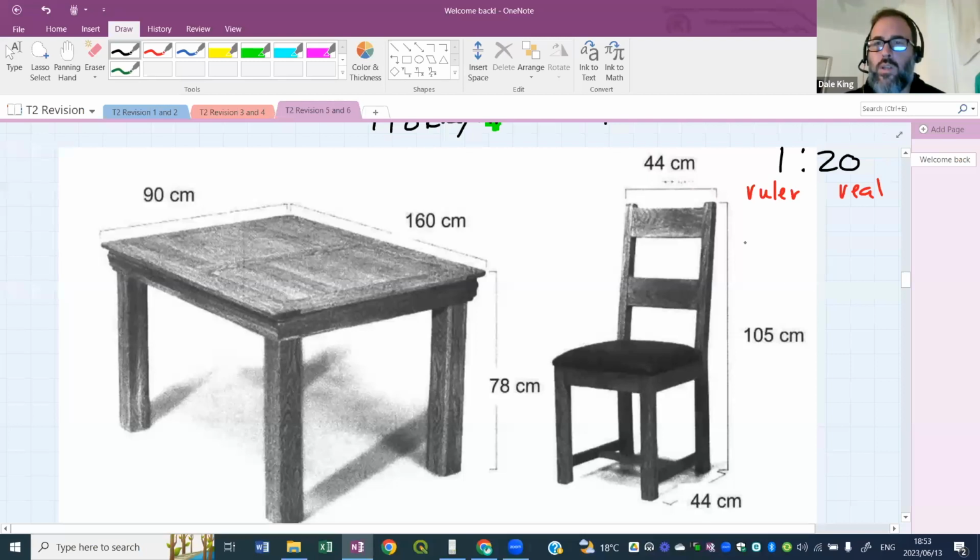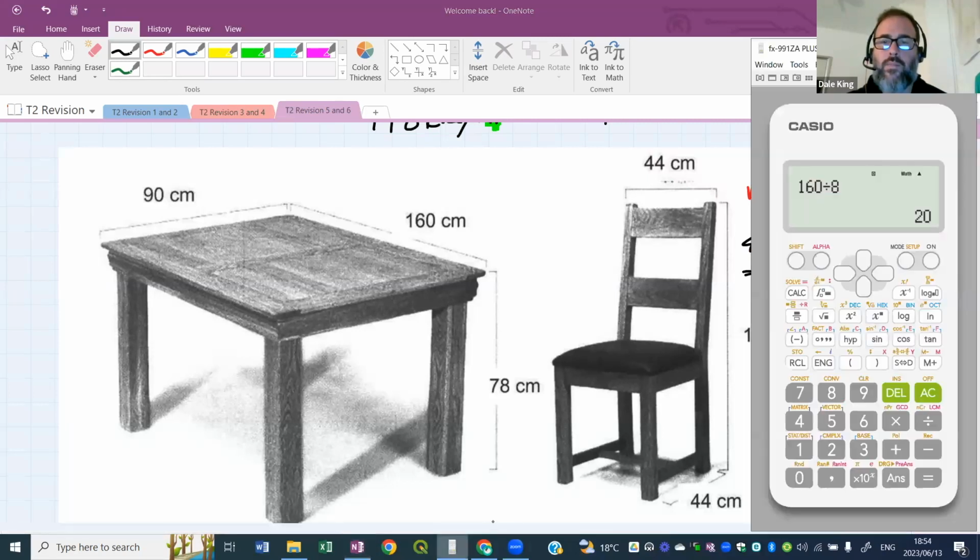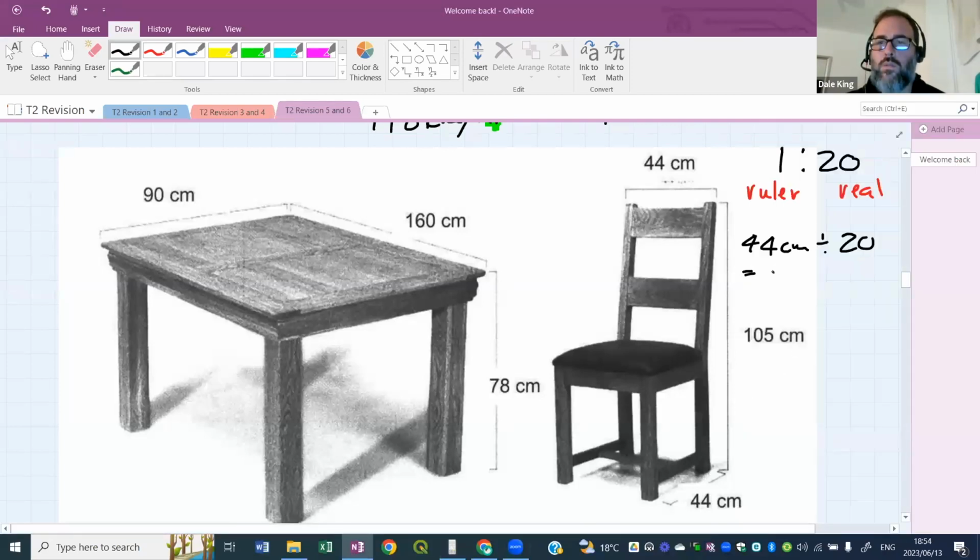Okay. So what we're going to do for the first one is we'll say 44 divided by 20. All right. So 44 divided by 20 gives us 2,2. All right. So 2,2 centimeters on my ruler represents 44 centimeters in the real world, which makes sense because 1 on my ruler represents 20. So 2 is about 40, isn't it? So 44 divided by 20 gives me 2,2.